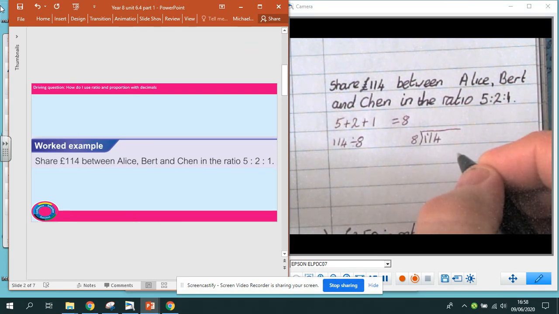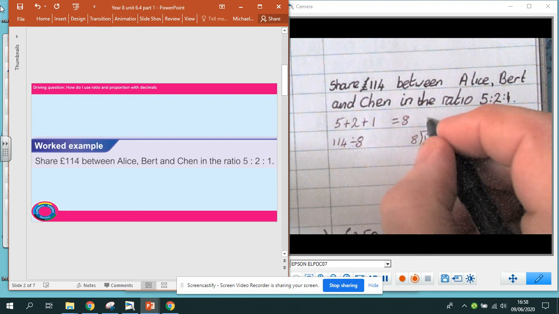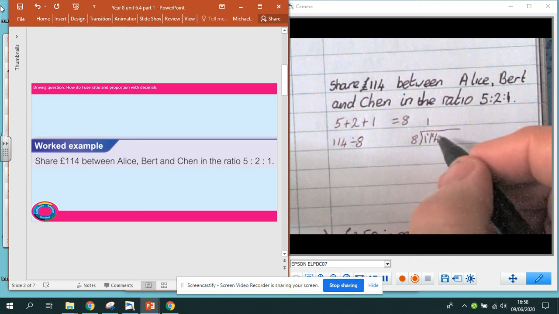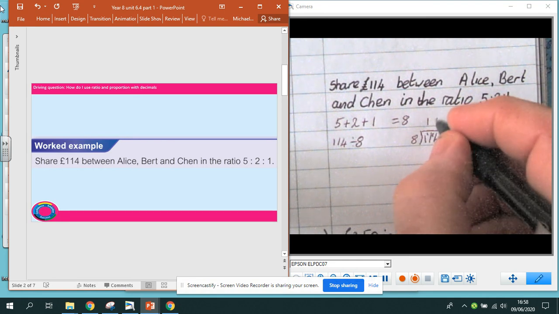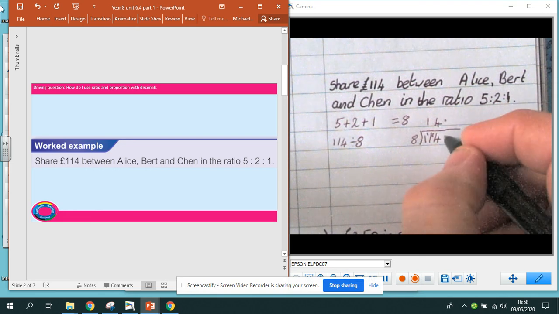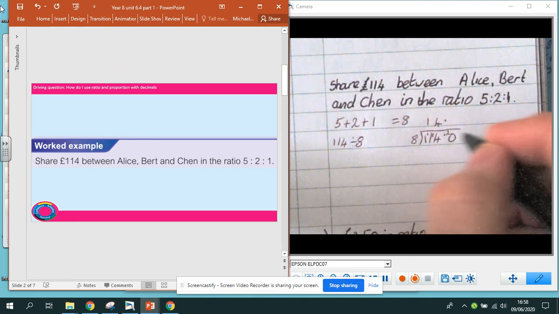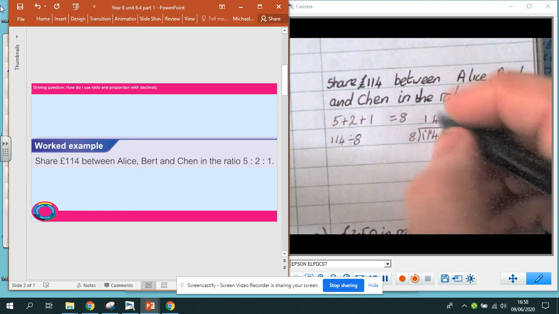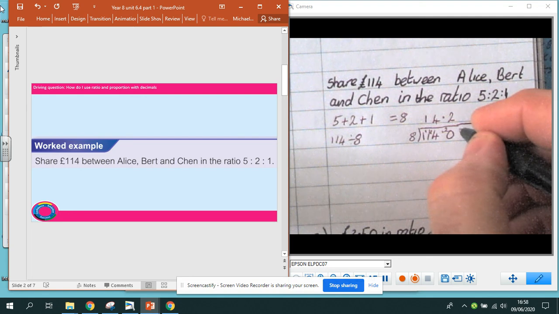How many 8s in 11? There's 1. Remainder 3. How many 8s in 34? There's 4. Remainder 2. Now I've come to the end of the number, so I've got to carry on after the decimal point. I'm going to just write down a 0 there. I might have to extend that a bit. How many 8s in 20? There are 2 8s in 20.